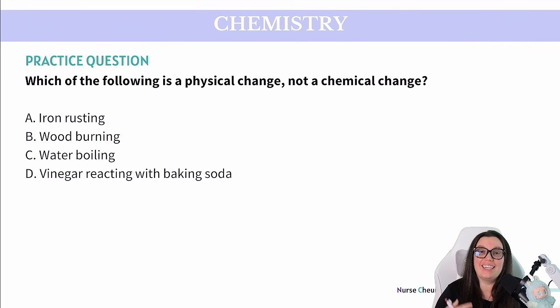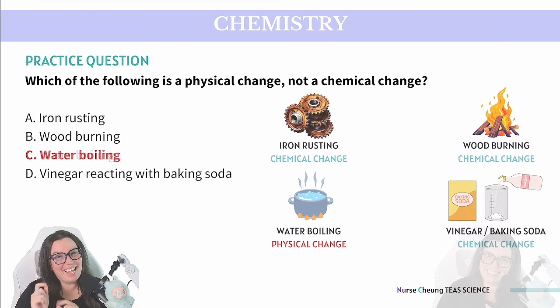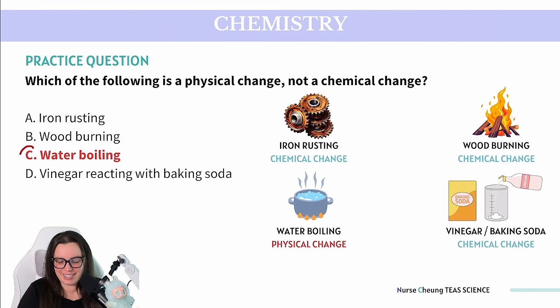Which of the following is a physical change, not a chemical change? Is it iron rusting, wood burning, water boiling, or vinegar reacting with baking soda? And you've guessed it, the correct answer is C, water boiling. Remember, when we boil water, that change that's occurring is changing the state of the matter, not its identity. We're only having a physical change, not a chemical change. We see chemical changes with our other examples.